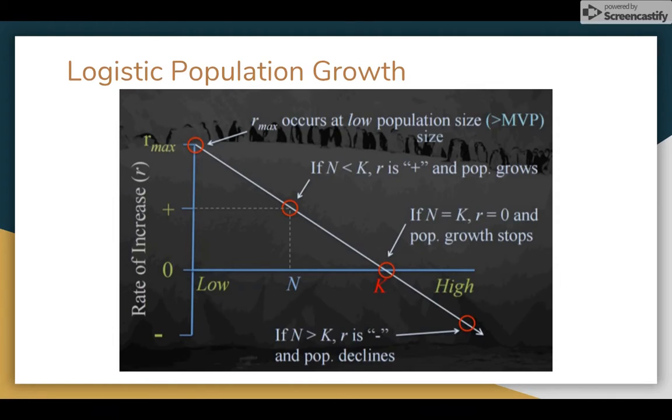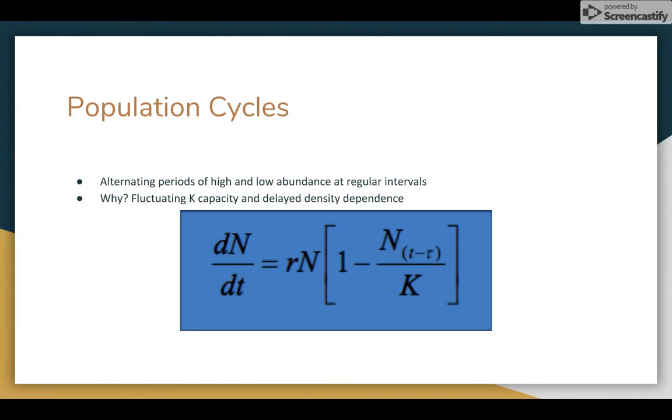Once K is reached, R equals 0, so the population stops growing exponentially, but may continue to grow at a slower rate. Once K is surpassed, the population is now high and R is negative, so the population size begins to decrease. Populations do fluctuate once carrying capacity is reached, leading to population cycles, which are alternating periods of high and low abundance of populations at regular intervals.